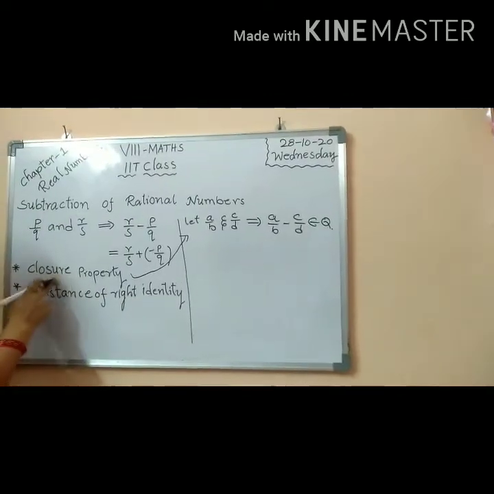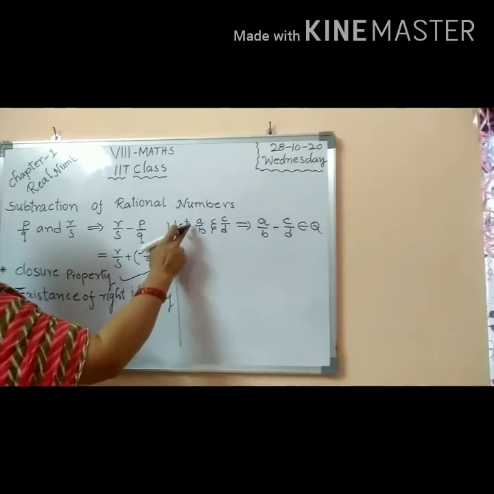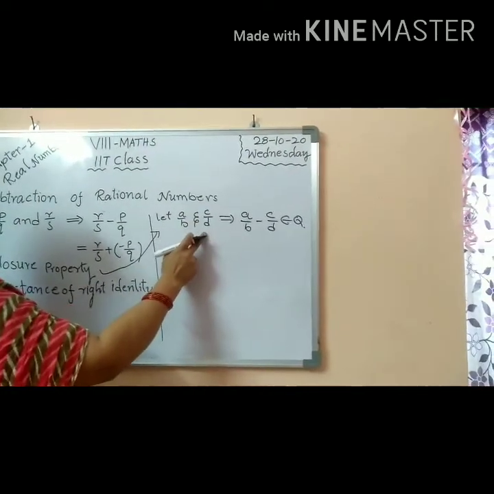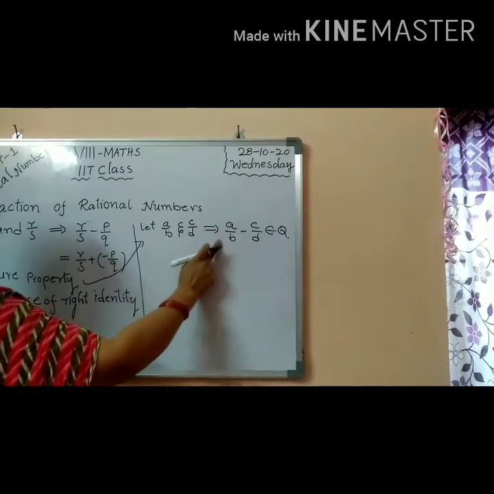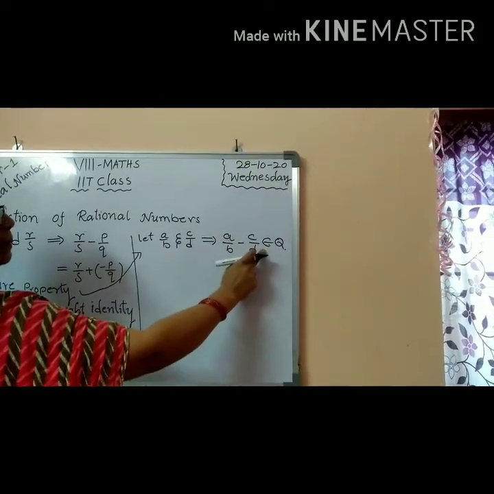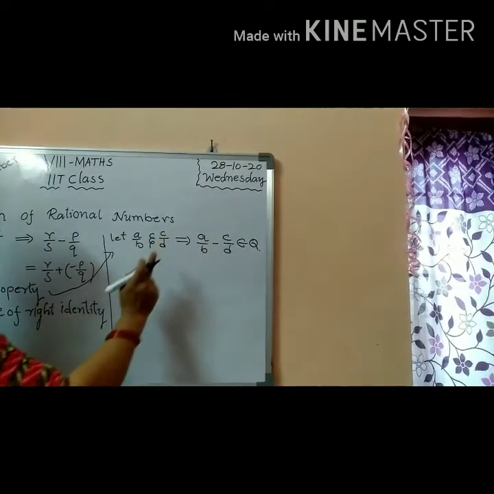Under the subtraction closure property, let a by b and c by d be two rational numbers such that a by b minus c by d belongs to Q. Q means rational numbers.